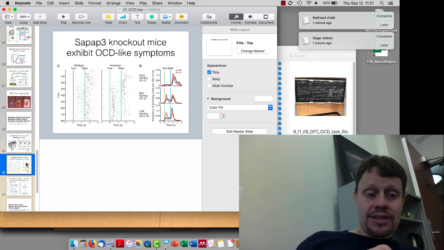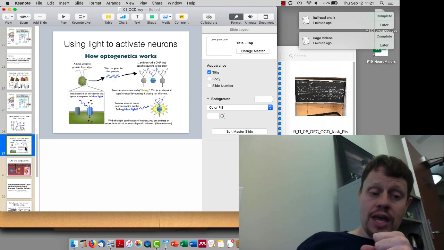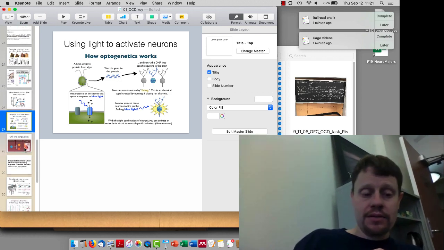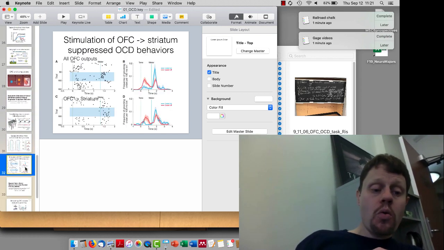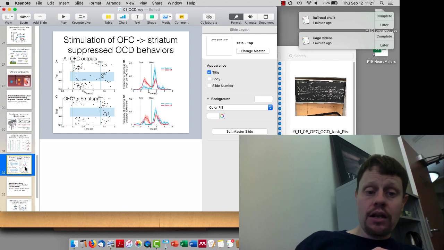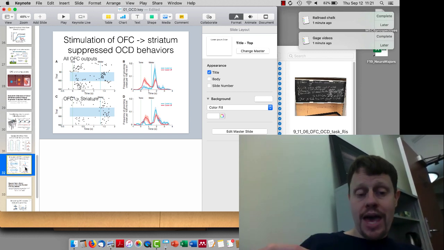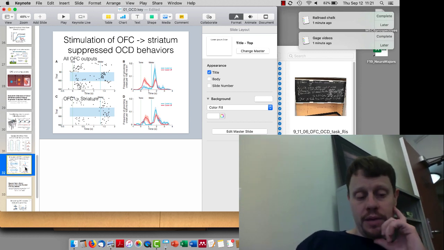When the researchers then turned on, using this optogenetics, kind of like the electrical stimulation, activated inputs from the orbital frontal cortex into the basal ganglia, what they found is that when these inputs were activated, these mice stopped wiping their head when the tone showed up. So it sort of stopped this OCD-like behavior.